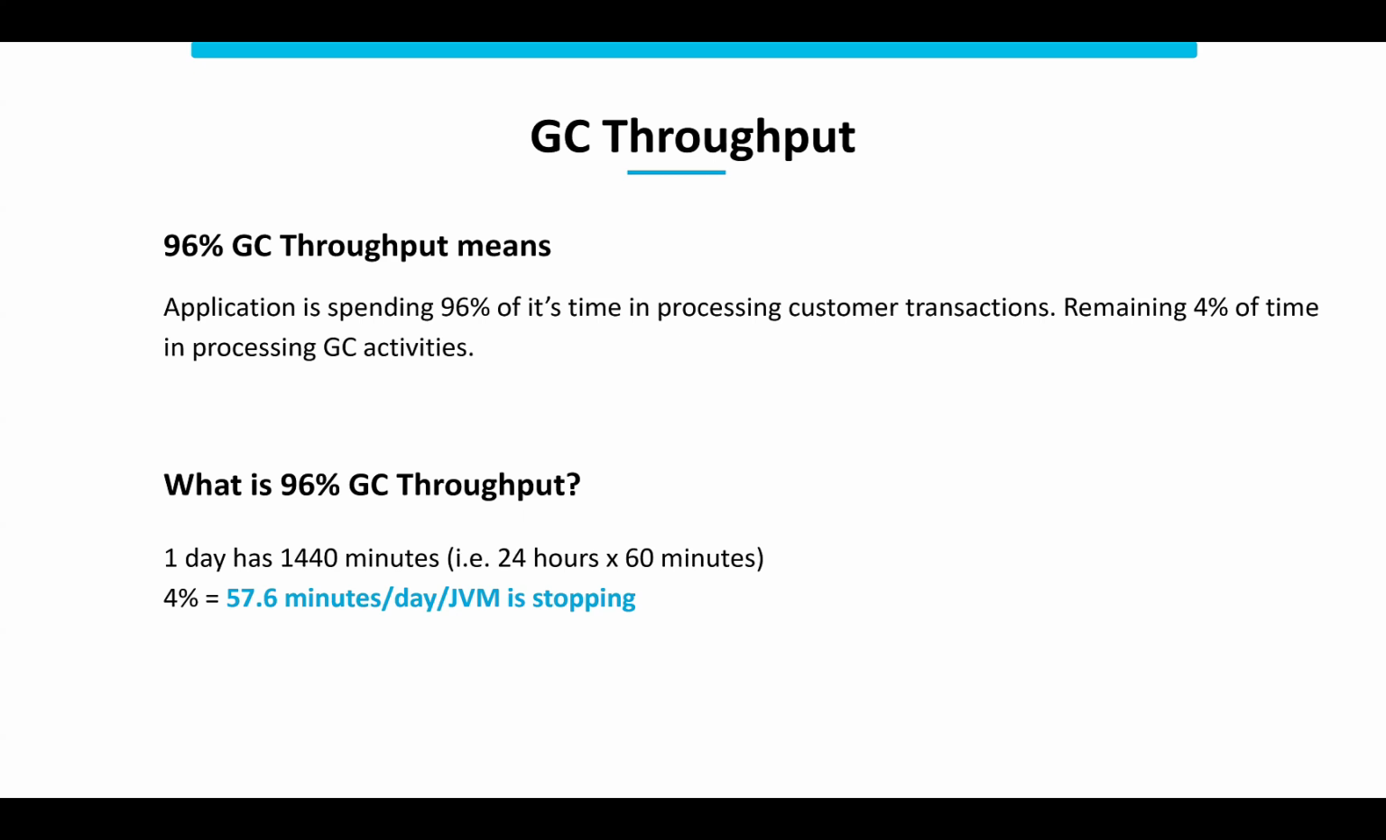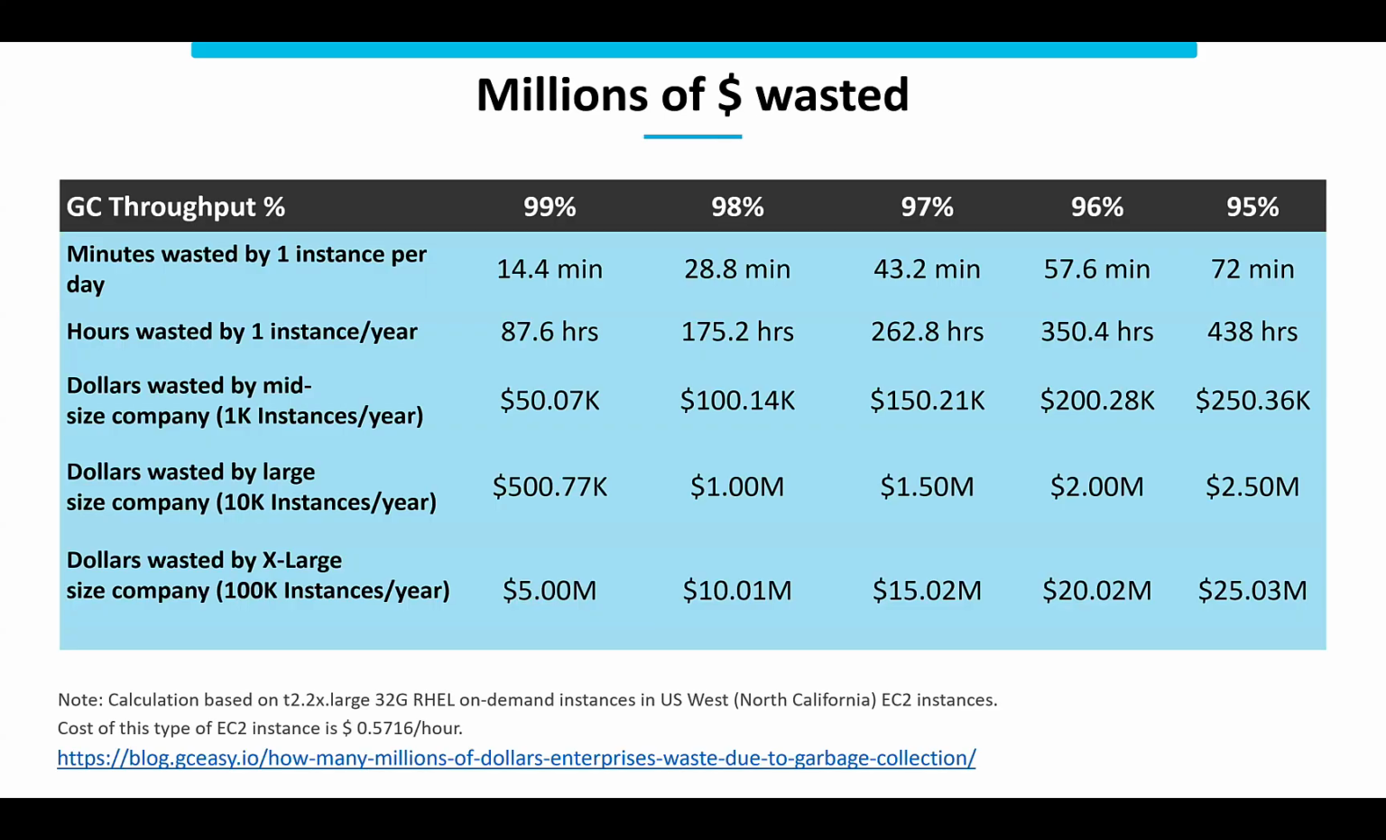So let's try to put a dollar value around this garbage collection. Here is the dollar value computation. Look at this, my friends. Let's say your application throughput is 96%. It means that in one day, it is stopping for 57.6 minutes. That means in 1 year, at this throughput, it's going to stop for 350 hours. 350 hours is roughly 2 weeks. Your JVM is going on a holiday while it's still working.